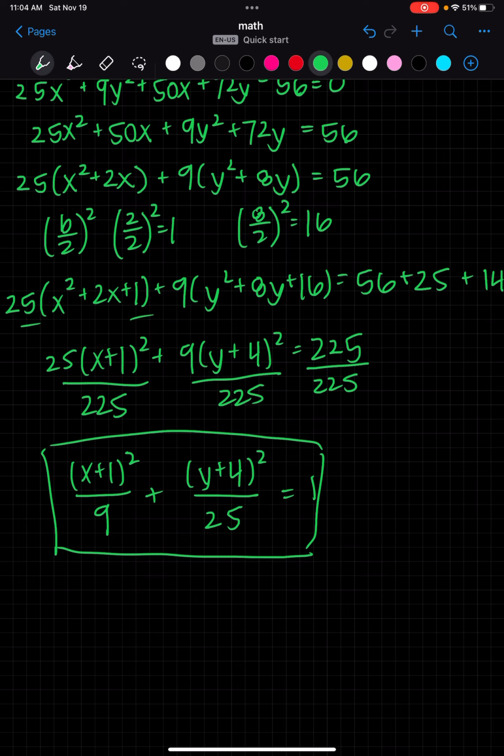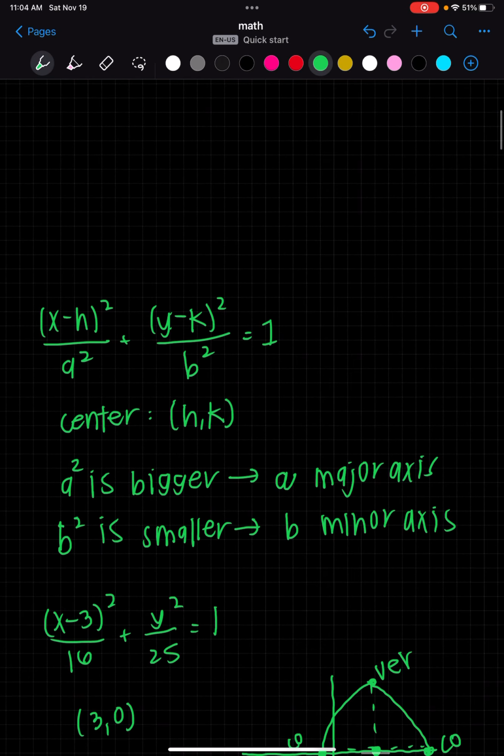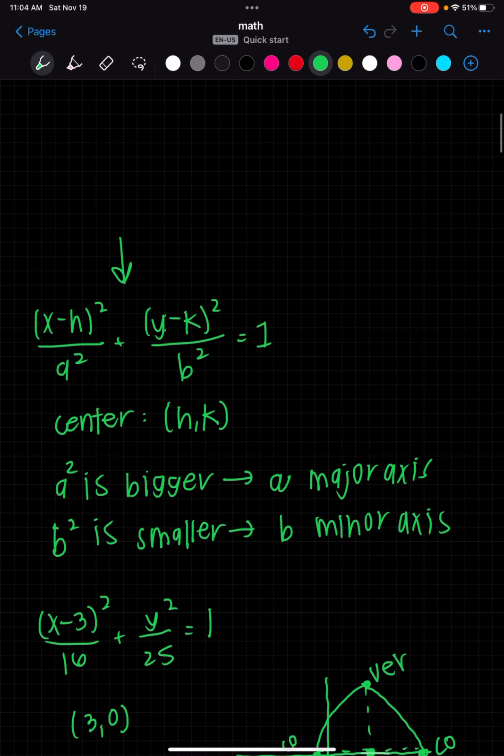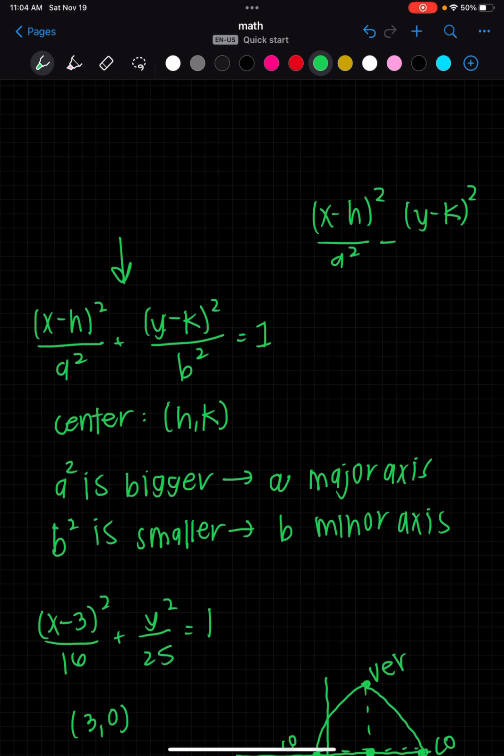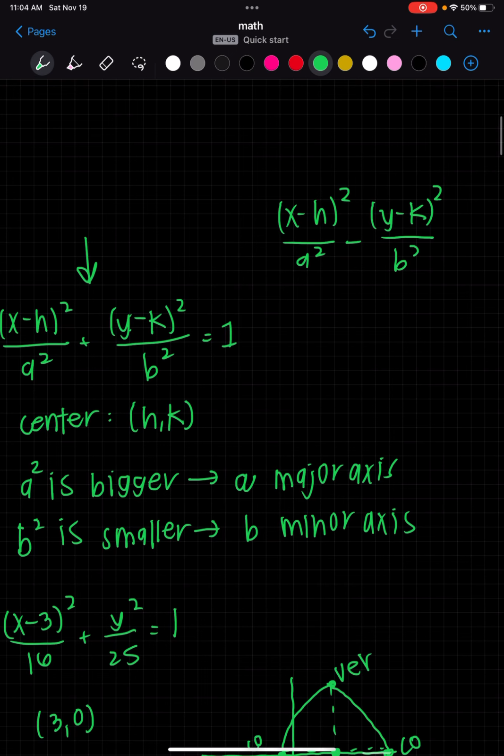Okay, the good news is that the hyperbolas are literally the same thing. The only difference is that there's going to be a minus in between. So this is your standard form for an ellipse. The standard form for a hyperbola would be (x minus h) squared over a squared minus (y minus k) squared over b squared equals 1. Sometimes you can have the x in front, sometimes you can have the y in front for the hyperbolas. The only difference is just depending on the equation. If there's a negative in front of the x squared, then the x goes behind. If there's a negative in front of the y squared, the y goes behind.